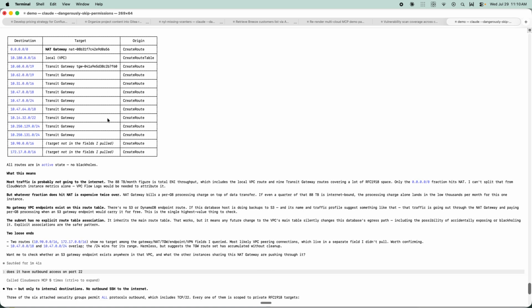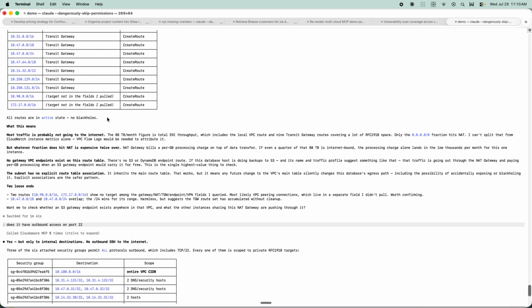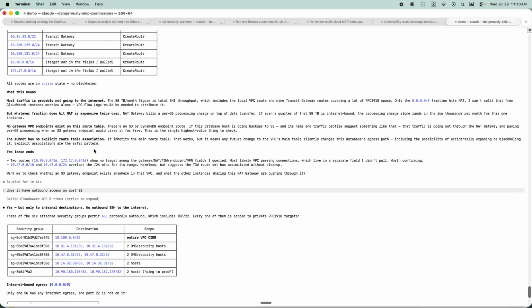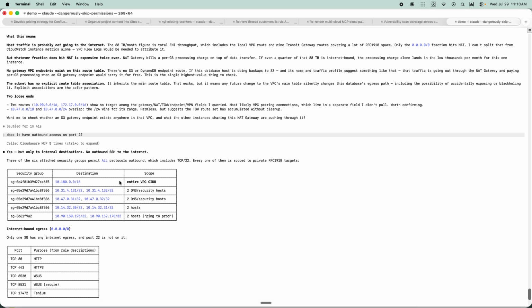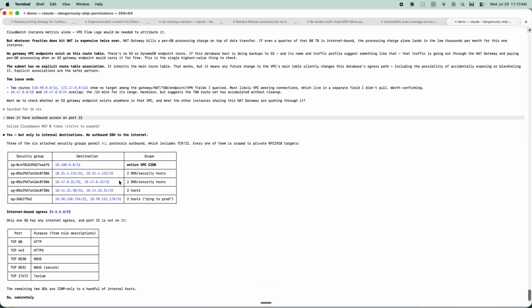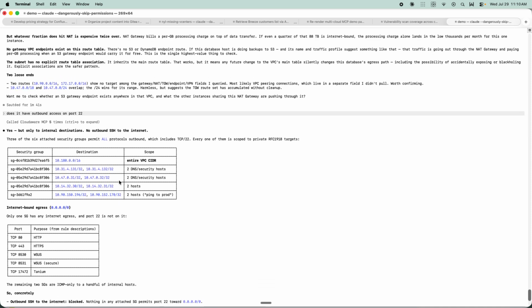And it was so quick, I was like, okay, let's try another one, just to see. It says, hey, does this have outbound access on port 22? Says yes, but only to internal destinations, no outbound SSH to the internet. Once again, very easy, very helpful for troubleshooting purposes. I don't need to essentially hop across multiple AWS accounts, things like that.